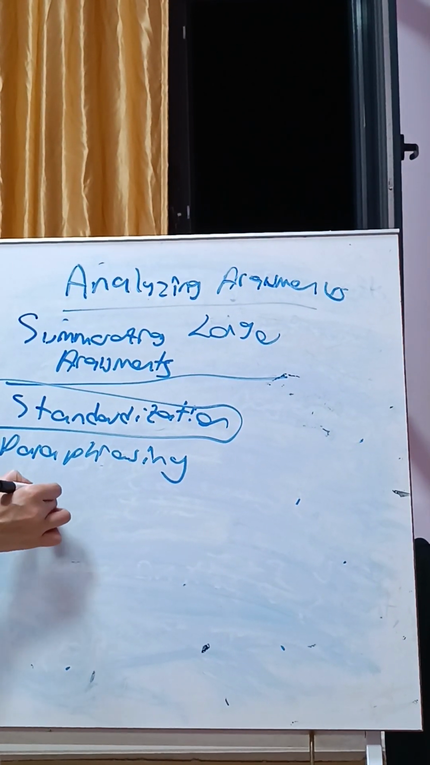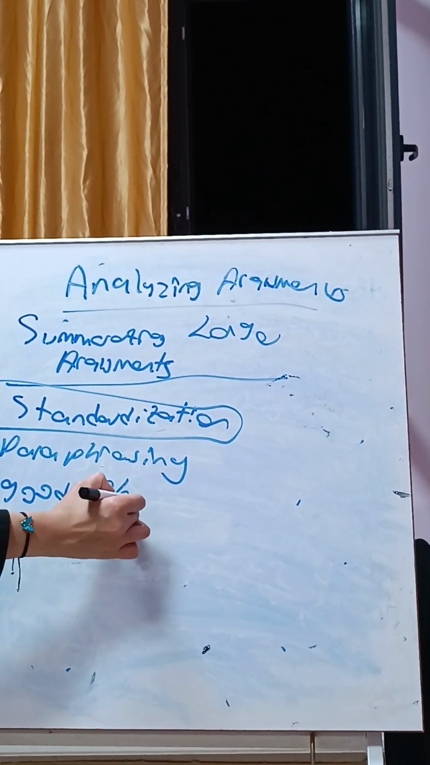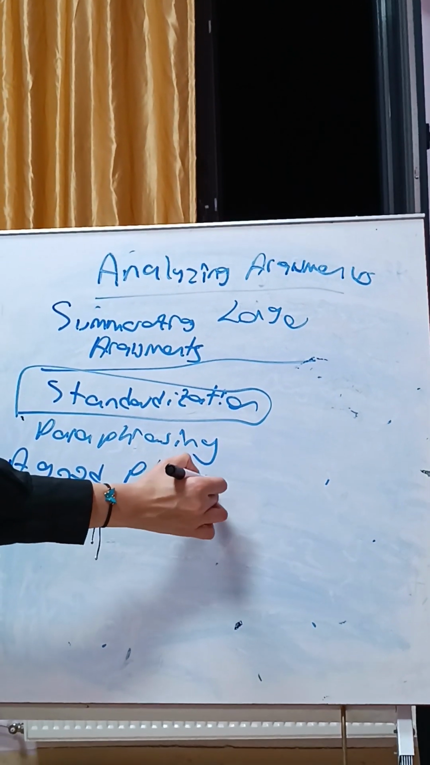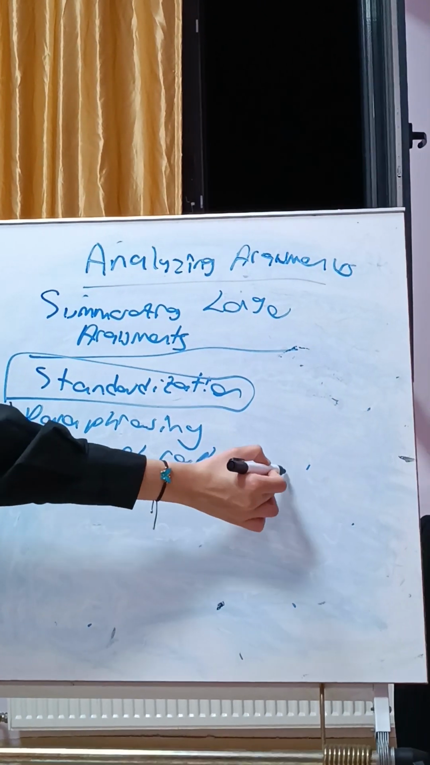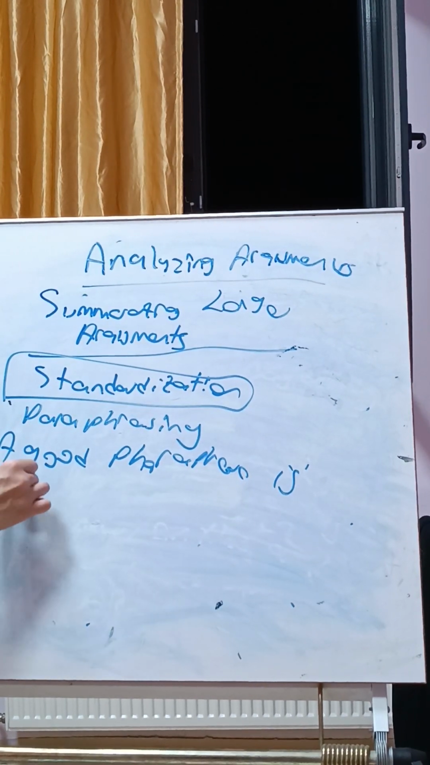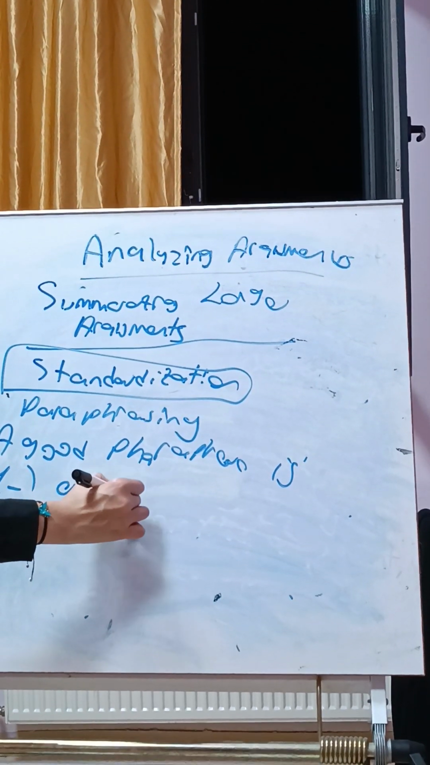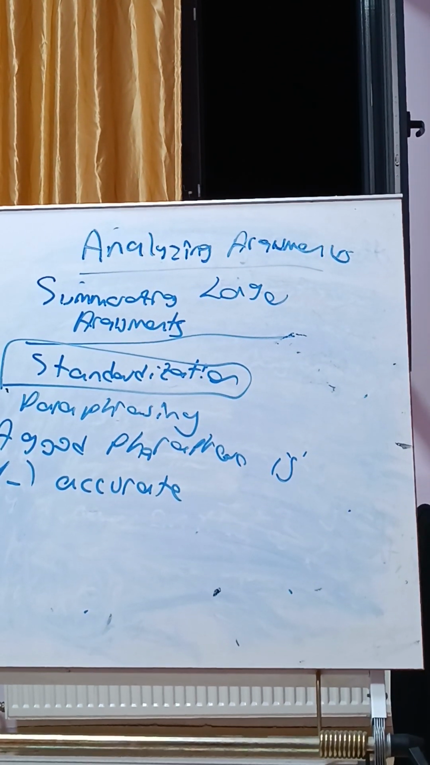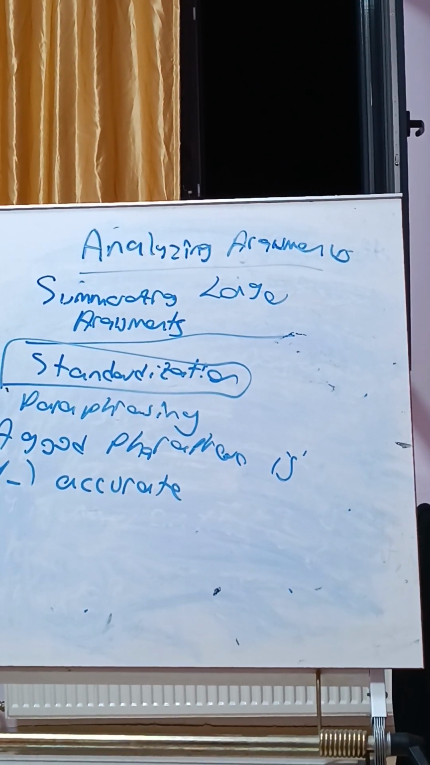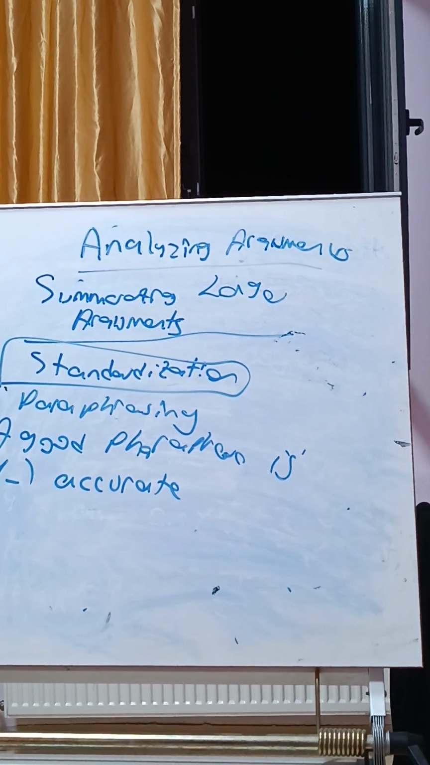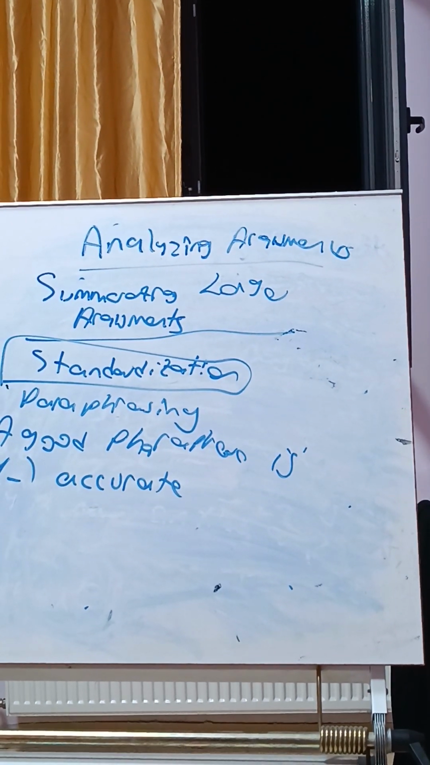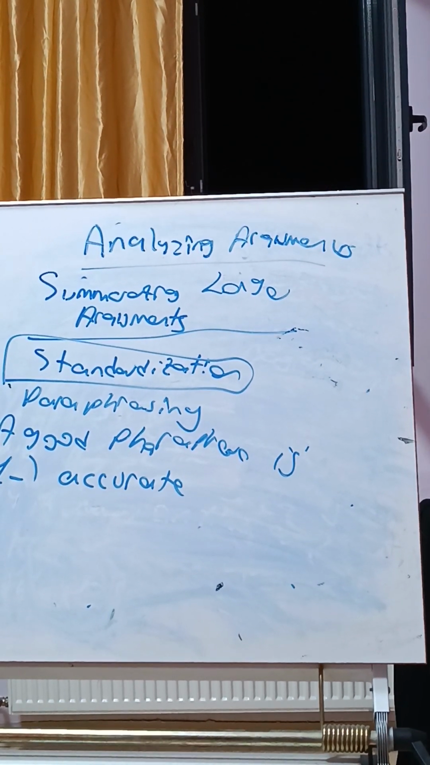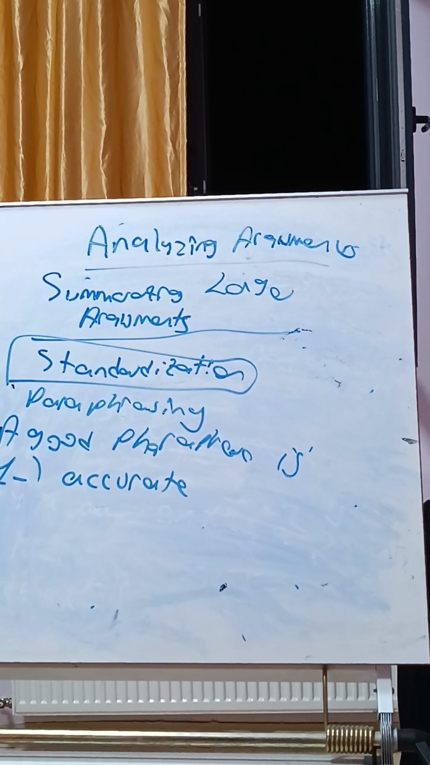A good paraphrase is firstly accurate. The first virtue of a good paraphrase is that it's accurate. An accurate paraphrase is faithful to an author's intended meaning. It reproduces that meaning fairly and without bias or distortion.